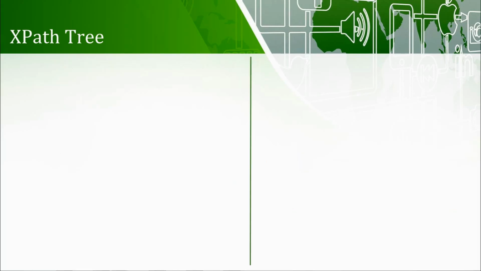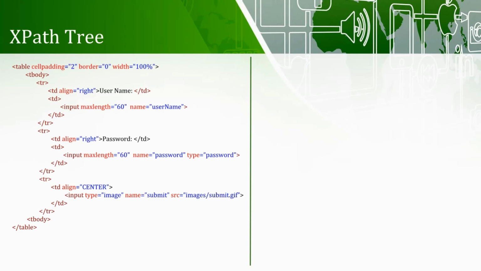XPath tree. Here I am going to show how to convert the HTML code into the XPath tree. So let's consider our example that we have seen previously. Now here the root node is table. So our XPath tree will start with the table. Under table we have a child called tbody. So we are going to make a child under tbody under XPath tree. Now under tbody there are 3 children, tr1, tr2, tr3, 3 rows. So we are going to create 3 children under tbody.